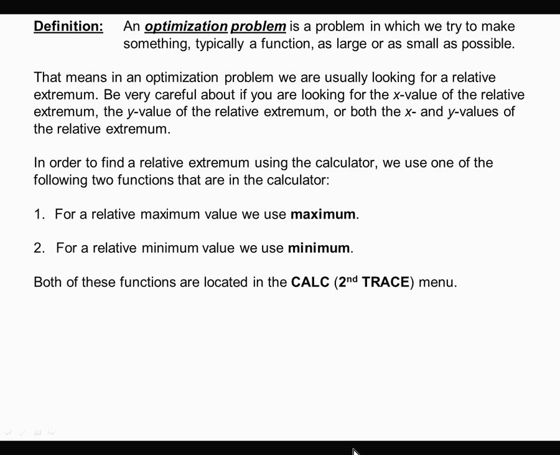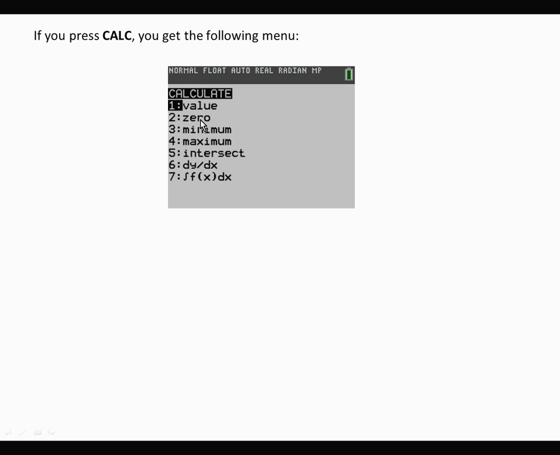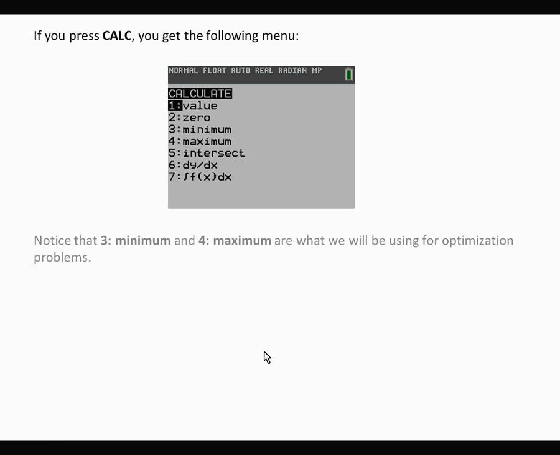Both of these functions are located in the calc menu, which remember calc is second of trace. Now we've already been using the calc menu to find solutions to equations. We were using either choice 2 for zero or choice 5 for intersect. So if you press the calc menu again, you get this. So we've already used choice 2, zero, and choice 5 for intersect. Now we're going to be using choice 3 or 4. So 3 is minimum, 4 is maximum. So remember, you either press 3 or 4, depending upon which one you're doing, or else you can scroll down to whichever one you need and then just press enter. So we're about to see using these two guys. We've already used 2 and 5.